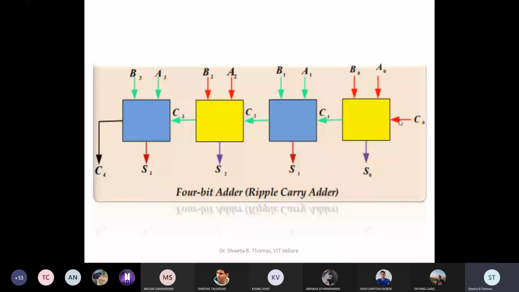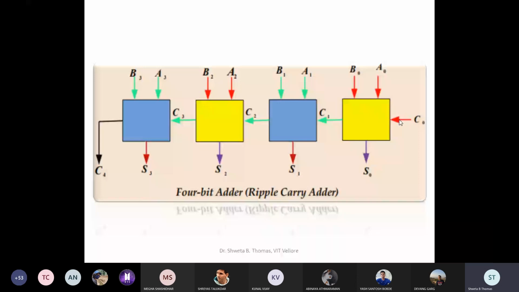Here, what is the logic? The carry of the previous one is taken as an input to the next full adder. And the next question is, what is the value of C0? Can you tell me what will be the value of C0? We are carry forwarding it. What should be the value of C0? That is the initial carry. Any idea? At least respond. Don't be silent, please, students.